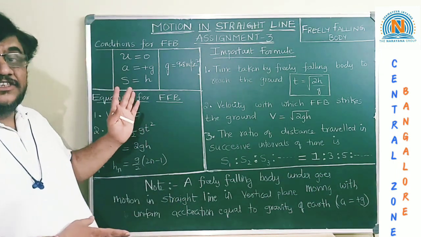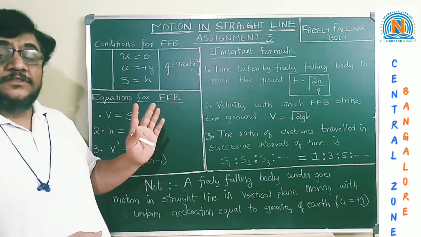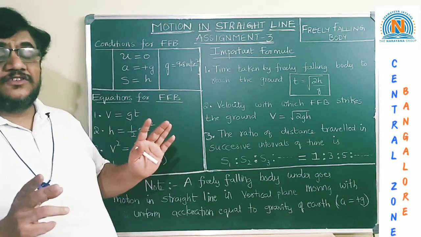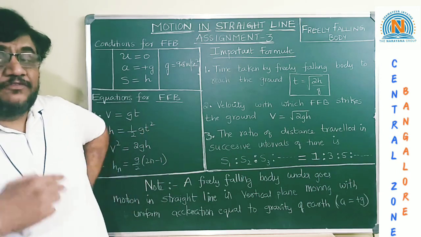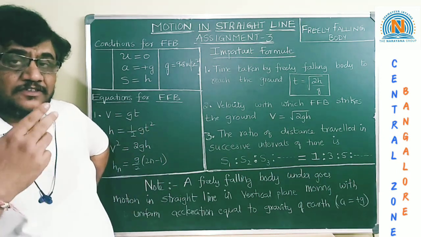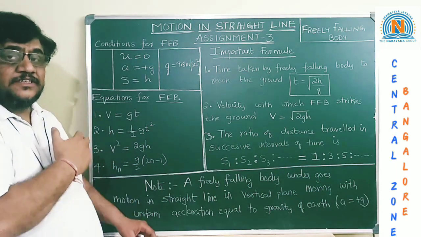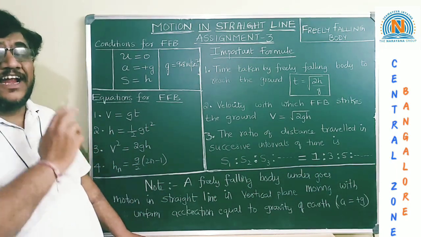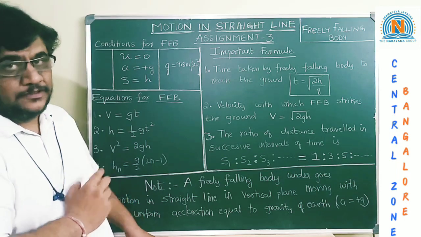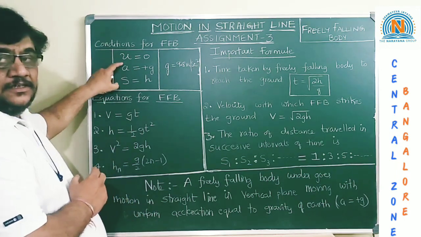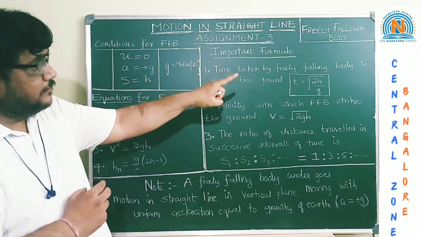What are the conditions for a freely falling body? If the initial velocity of the body is 0, if the acceleration of the body is equal to the acceleration due to gravity of Earth, and if the distance travelled by the body is equal to the height from which the object is being dropped, then that object will act as a freely falling body.